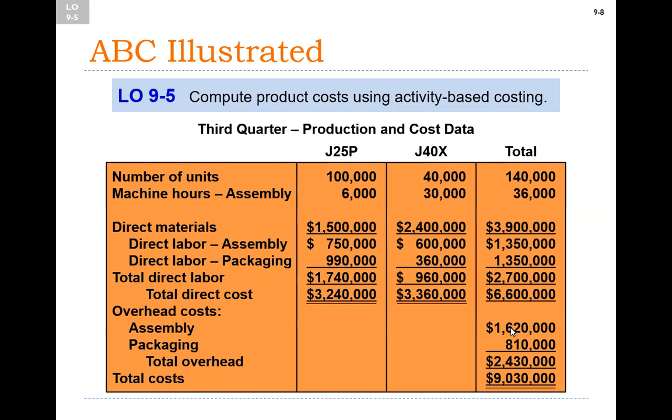Overhead needs to be allocated. So I have my overhead numbers in total. The problem is I want to know what portion of this assembly overhead should be charged to J25P and what portion should be charged to J40X. And same thing for packaging. We are going to use ABC to help us get these total numbers allocated to these individual products.